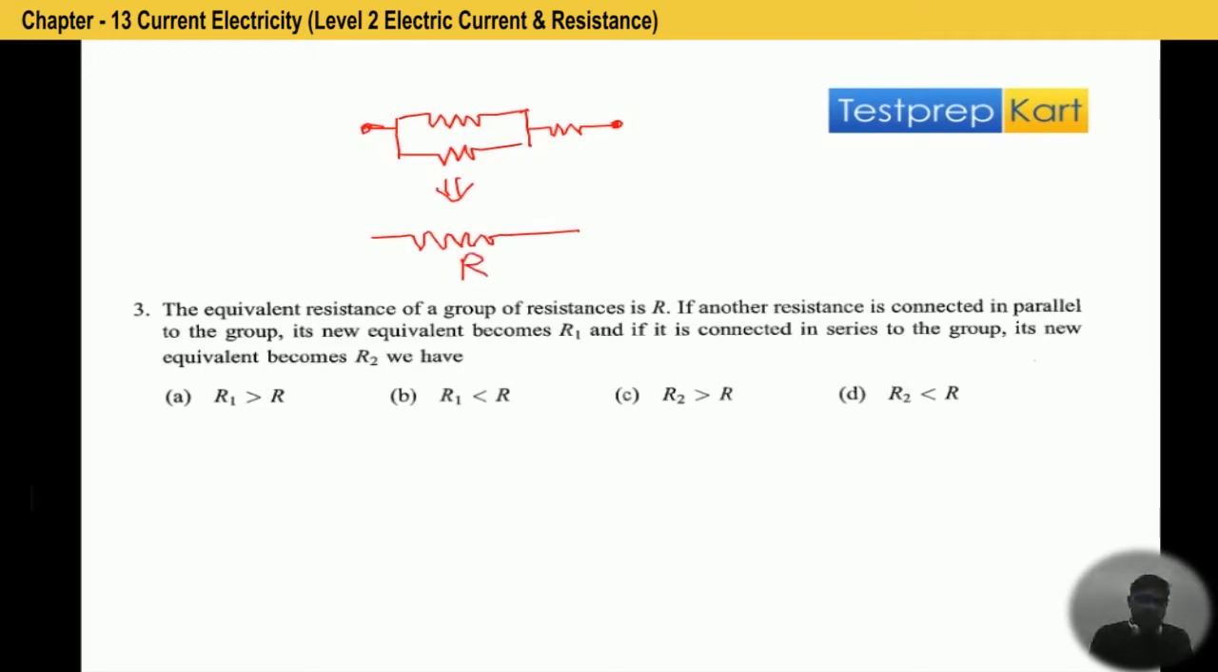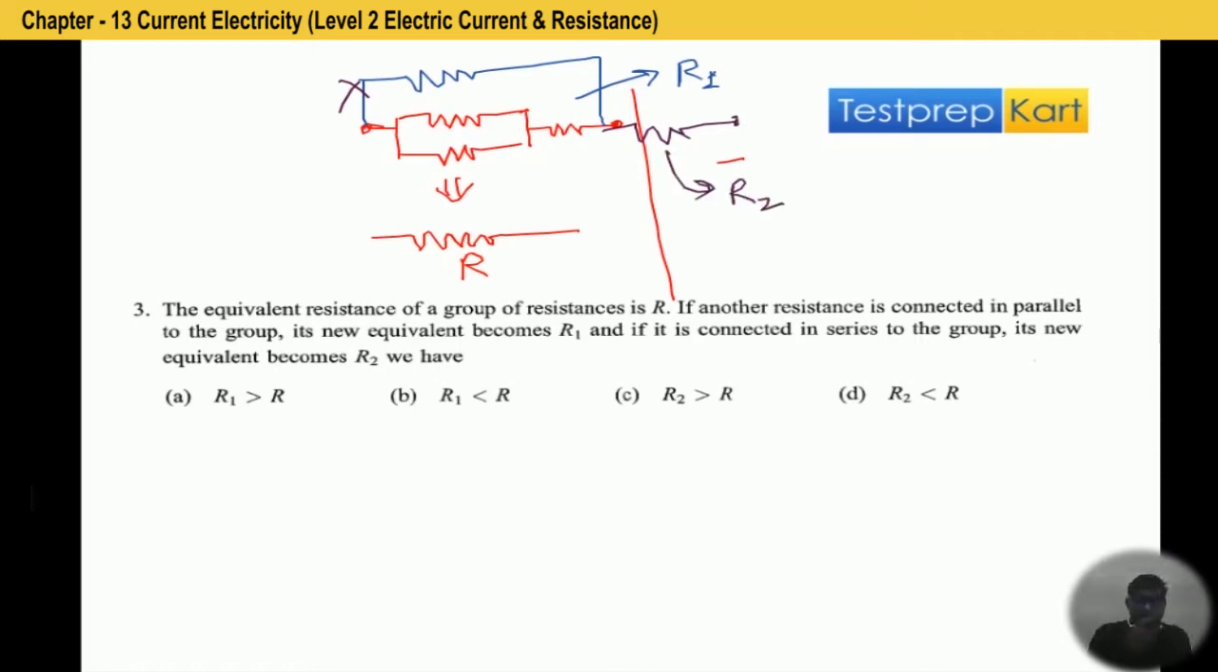Now the question is saying that if we connect one resistance in parallel, then the new resistance is R1. On the other hand, instead of this one, if we connect a resistance in series, then the new resistance is R2. Okay, so look, we can do some prior exercise.